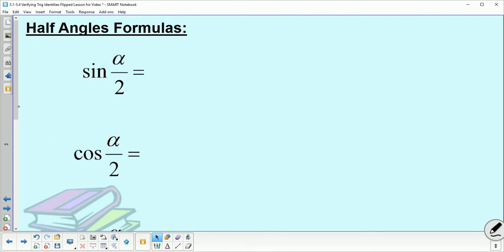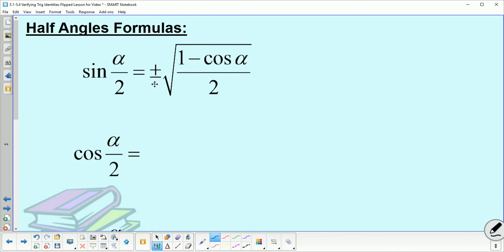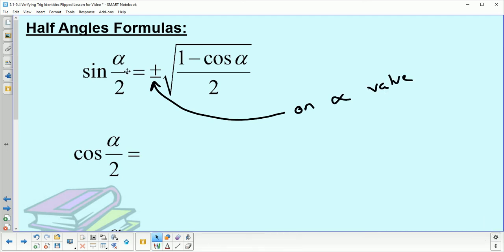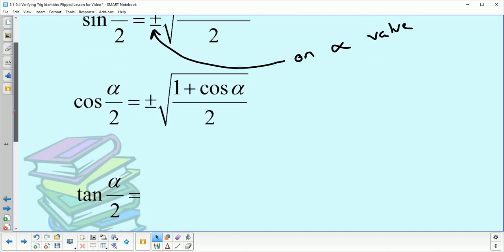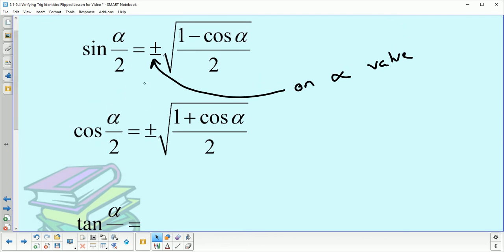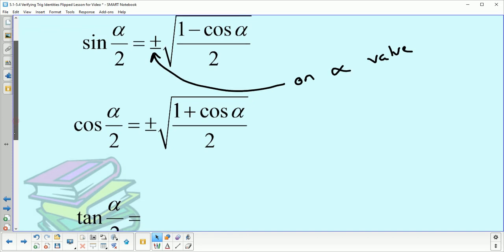Okay, moving on then to our half angle formulas. So if we have sine of alpha over 2, plus or minus the square root of (1 minus cosine of alpha) over 2. And one important note to make here, this depends on alpha's value, meaning what quadrant are we in. So if alpha is positive or negative, that's going to determine whether this is positive or negative. And similarly, we have cosine of alpha over 2, again plus or minus the square root of (1 plus cosine alpha) over 2. So you notice the only difference in these 2 is that 1 is minus and 1 is plus. And these again go back to our Pythagorean identities.